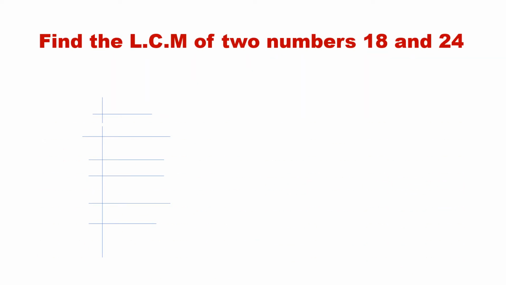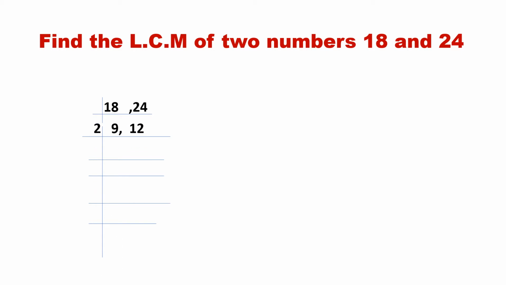What is our question? Find the LCM of two numbers 18 and 24. That means we want to find out which is the lowest common multiple. We can write the multiples of 18 and the multiples of 24 and find the lowest common one, or we can use the division method where we have 18 and 24. You know that 18 and 24 both can be divided by 2. So let us take 2.